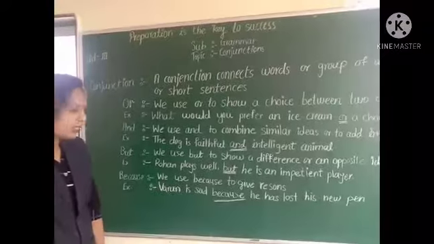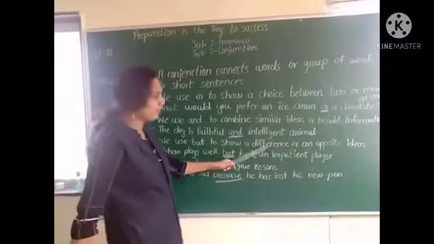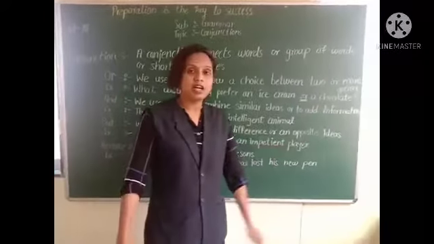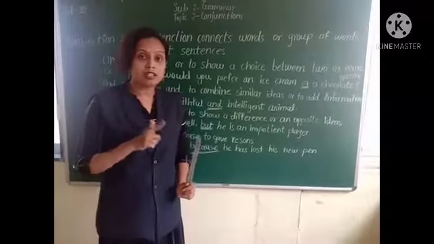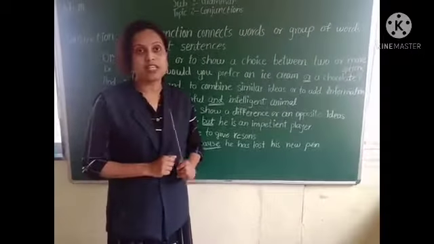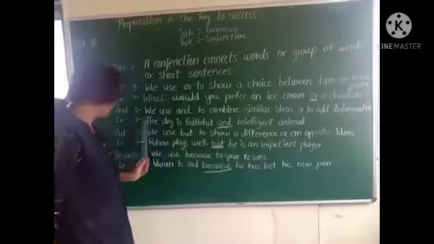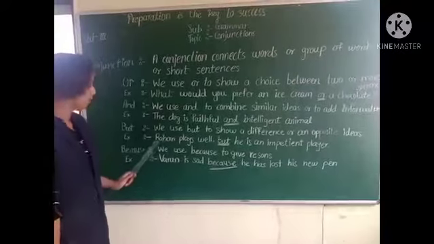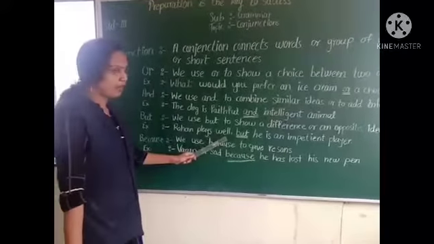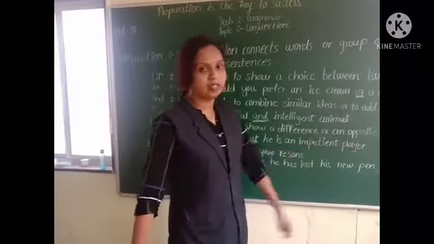See the next. But. When can we use but? We use but to show a difference or opposite ideas. Opposite meaning ideas, or to show a difference. At that time we use what? But. We use but. See the example. Rohan plays well, but he is an impatient player.